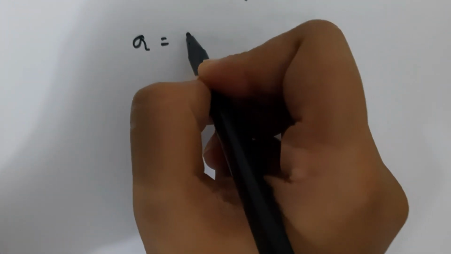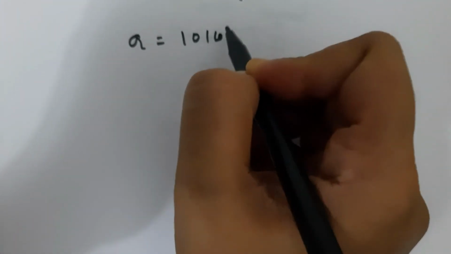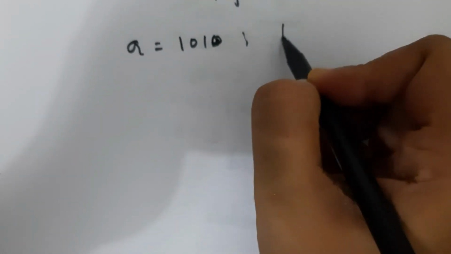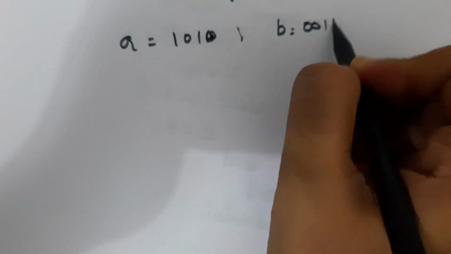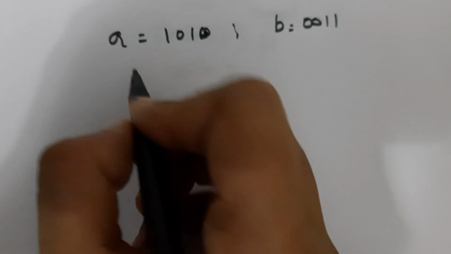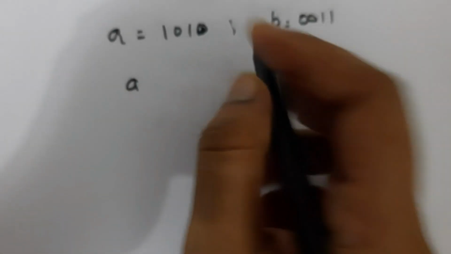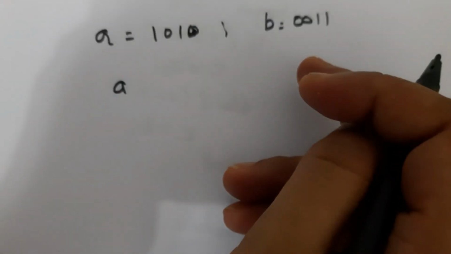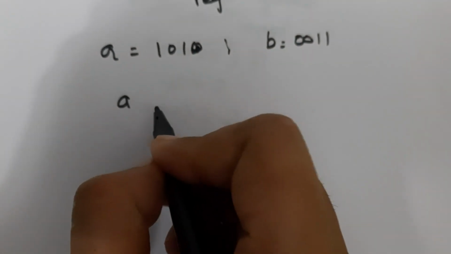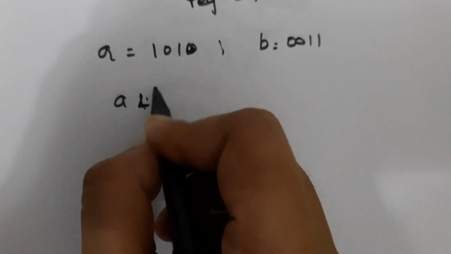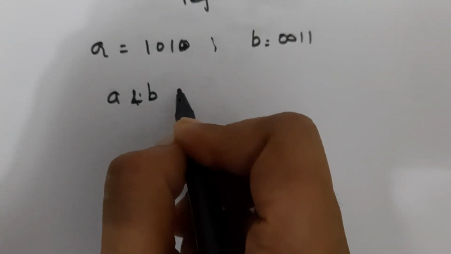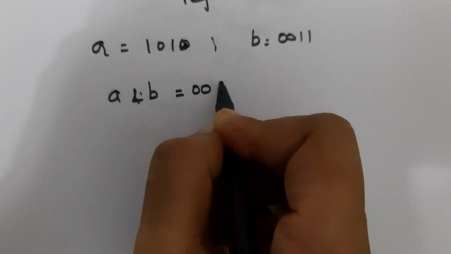Now for an example, A is equal to 1010, that is 10, and B is equal to 0011. Now if you want to perform the AND operation of this A and B, we will perform this as A and B. That will give the result as 0010.